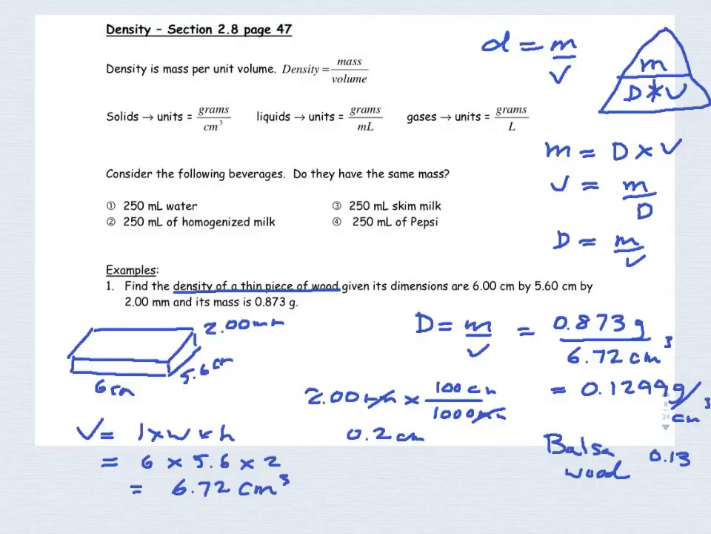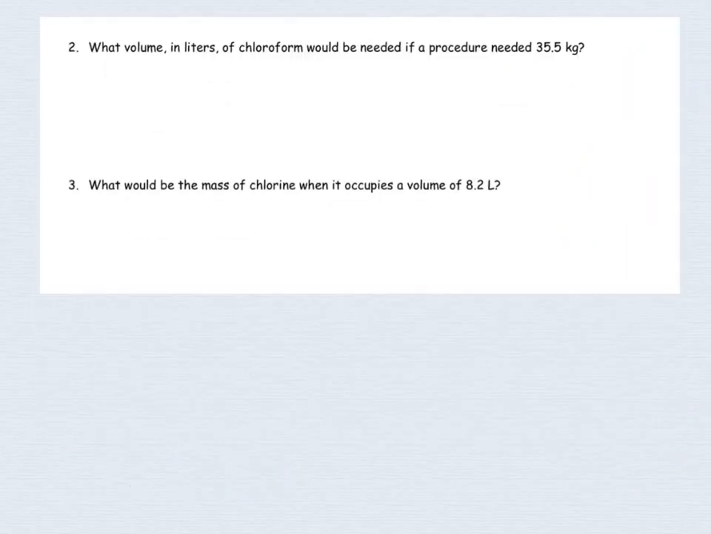Densities are used quite often to identify unknowns. If you find the mass, calculate the volume, you divide them, you can say, oh, well, that substance is aluminum because it has a mass of whatever. Or that substance is gold because it has a mass per volume of whatever. A couple more questions in here to do on the next questions 2 and 3.